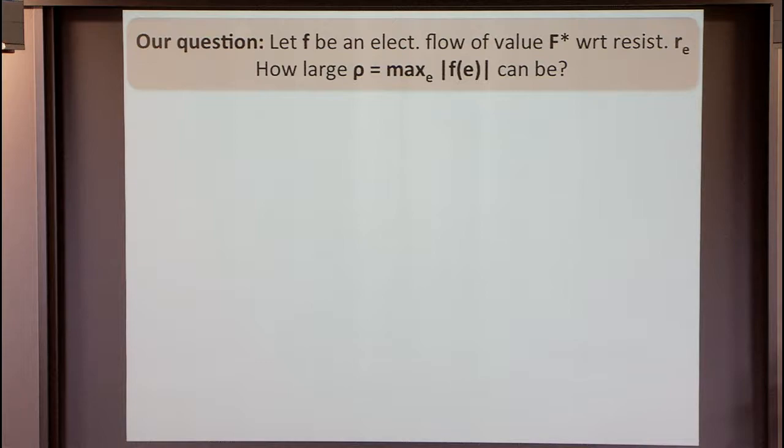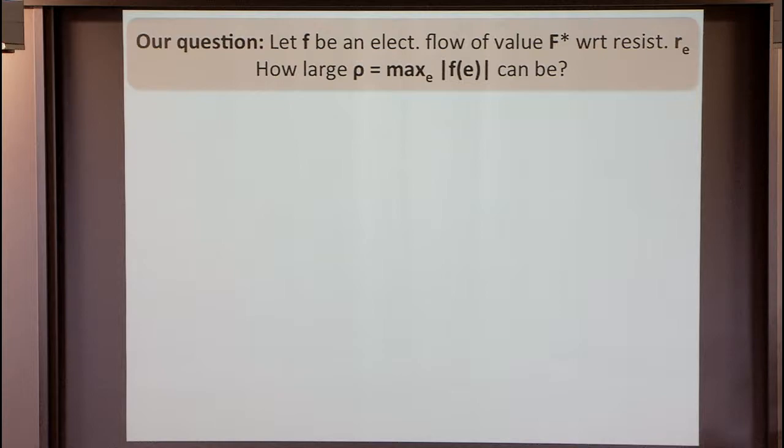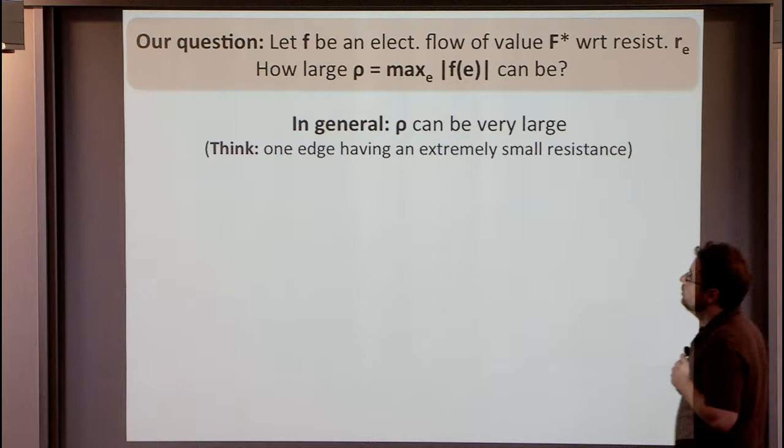So we have our electrical flow f star related to our current resistances, and the question is, if I look at the worst case over all possible graphs and all possible resistances, how big can this overflow be? How big of a flow on a particular edge can I get? If you think about this question, the answer would not be too good, because in general, rho can be very large.